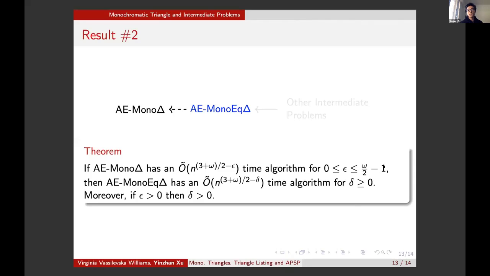So in the world when omega is 2, epsilon essentially has to be 0 in this theorem. So it won't imply any lower bound result like that. And it will be interesting to see how to remove this upper bound limitation here.